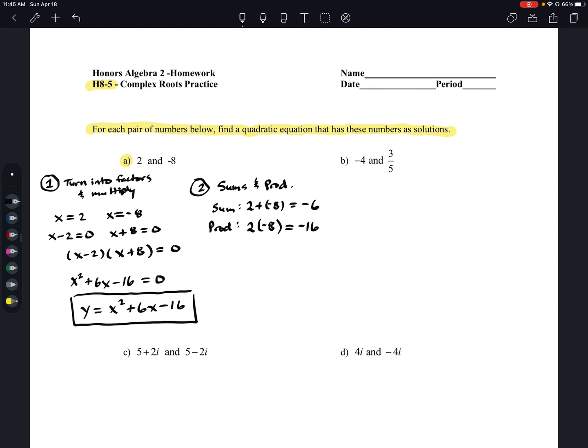So remember, we will take it and we'll put it into our form, y equals, we'll have an x squared, and then we're going to look for the opposite of our middle term, right? The opposite of our middle term is going to come from the sum. So we're looking at, instead of -6x, this would be a plus 6x, and then we will take the product and put it on the end, so minus 16. And you see we have the exact same equation listed from the first method.